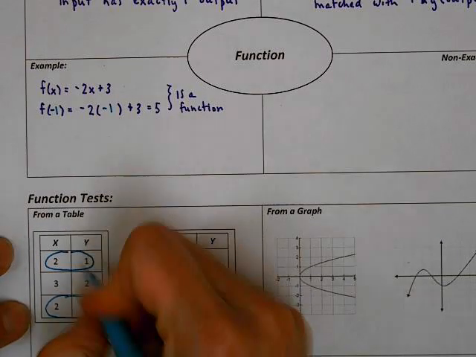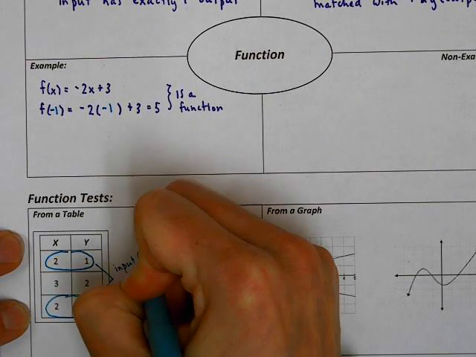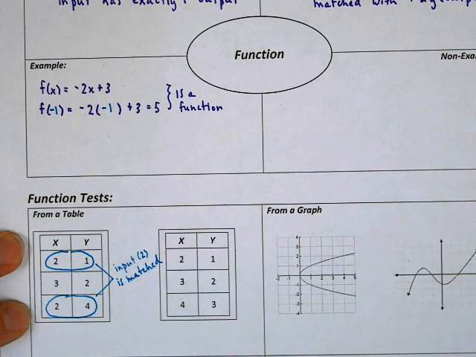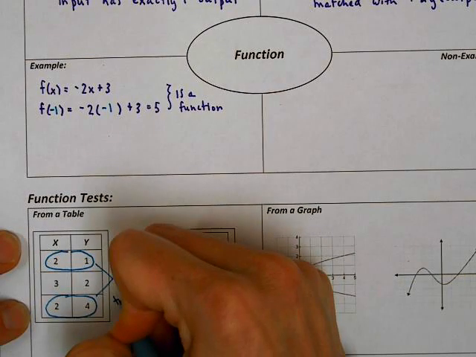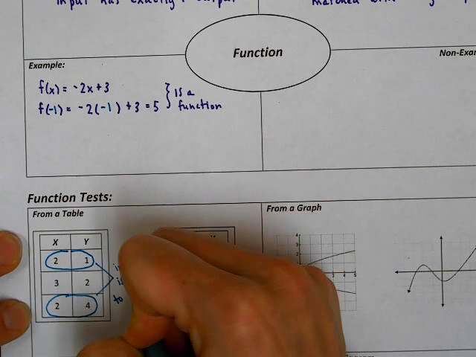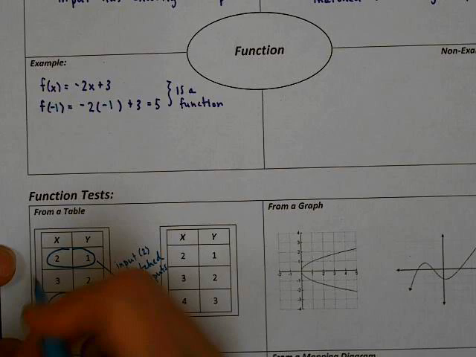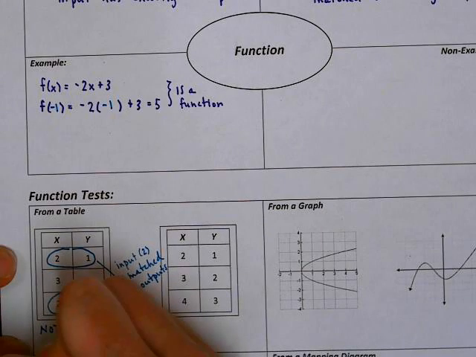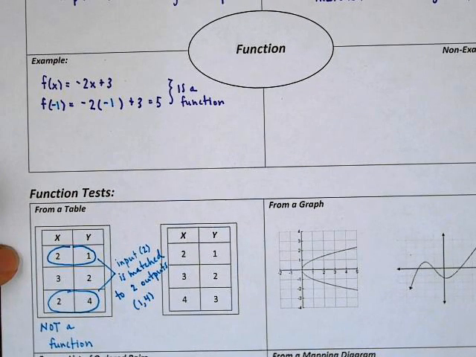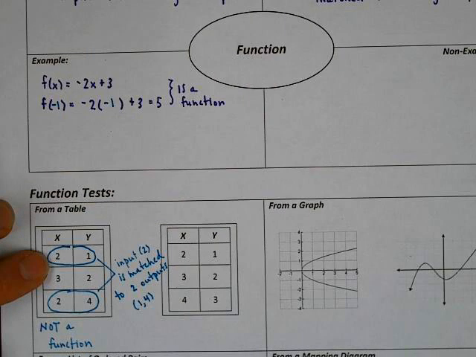That can't happen, right? So my input, which is 2, is matched, see if you can read that, is matched to two outputs. It's matched with 1, it's matched with 4. Since we know that can't happen, we would say this is not a function. So my first table is not a function because I have that input matched to two different outputs.